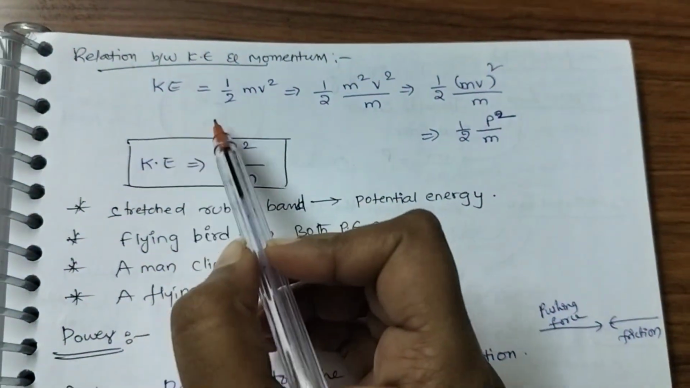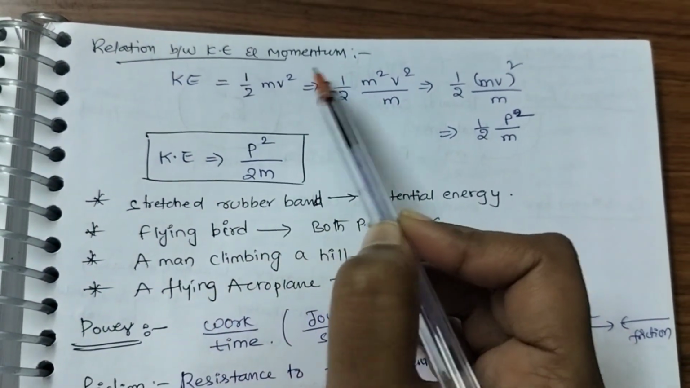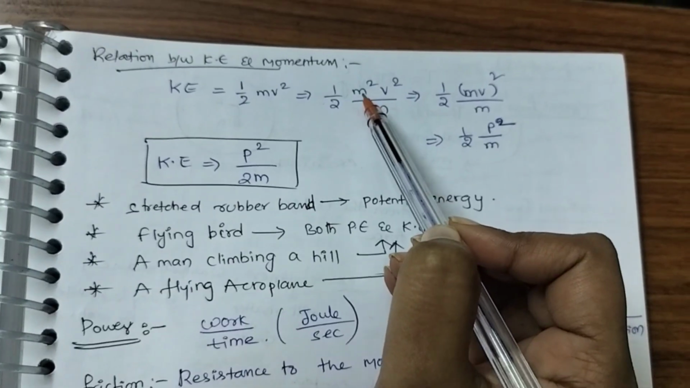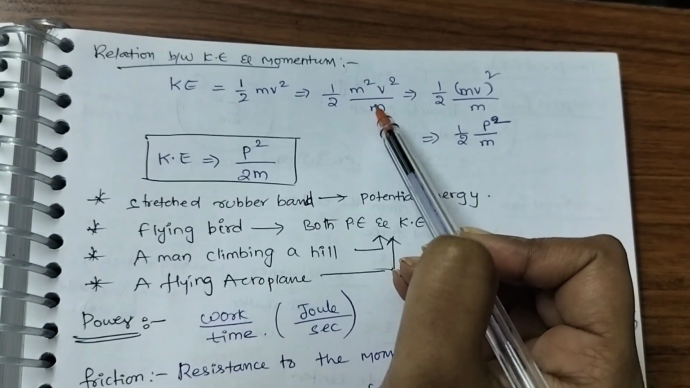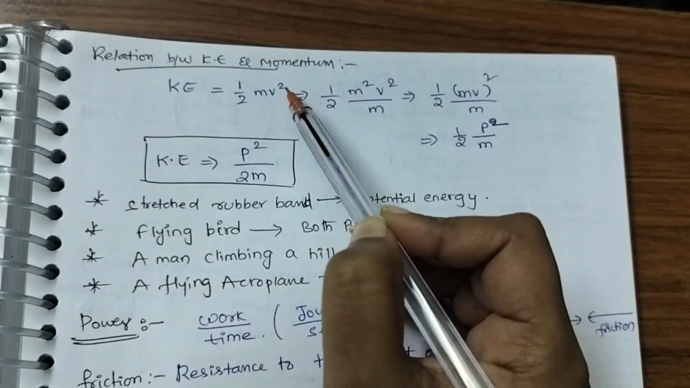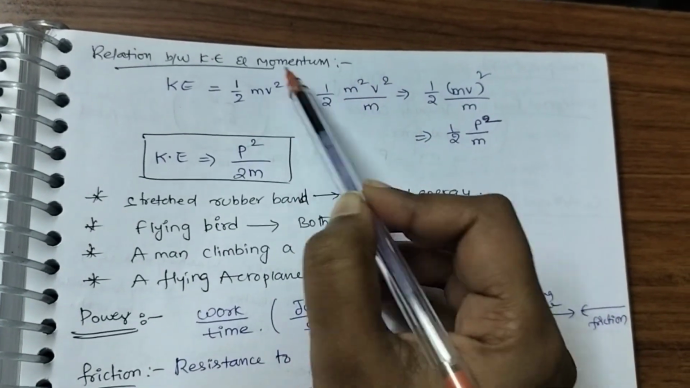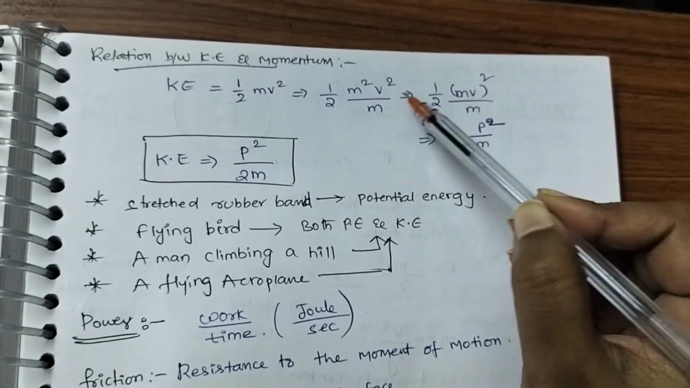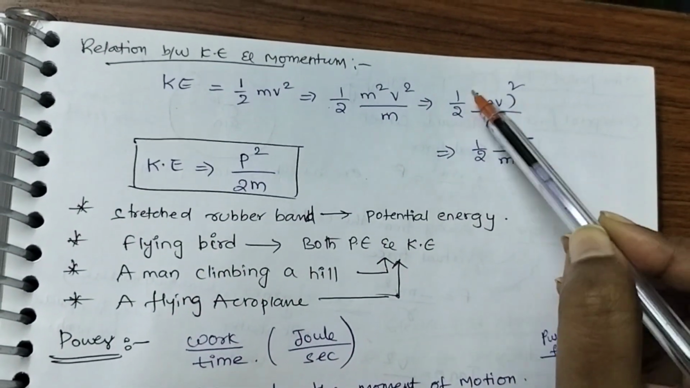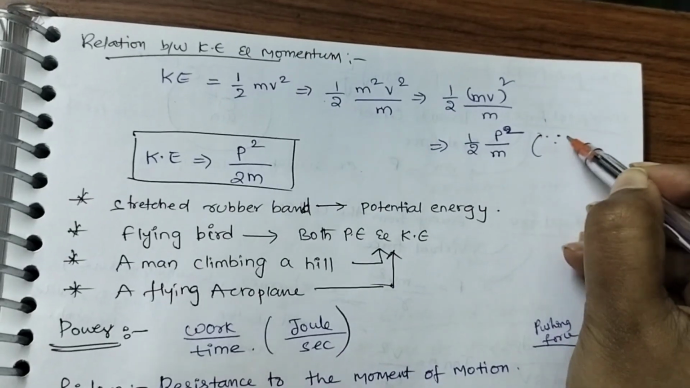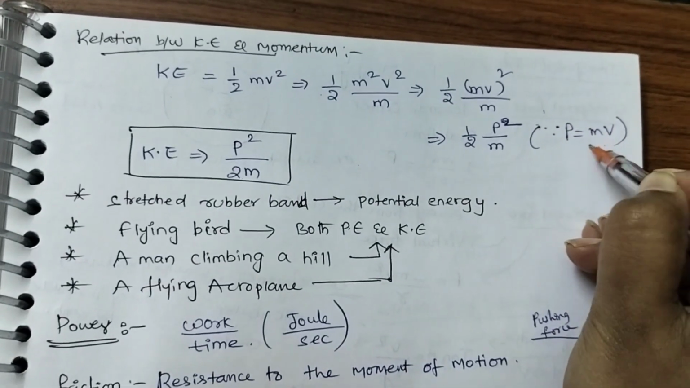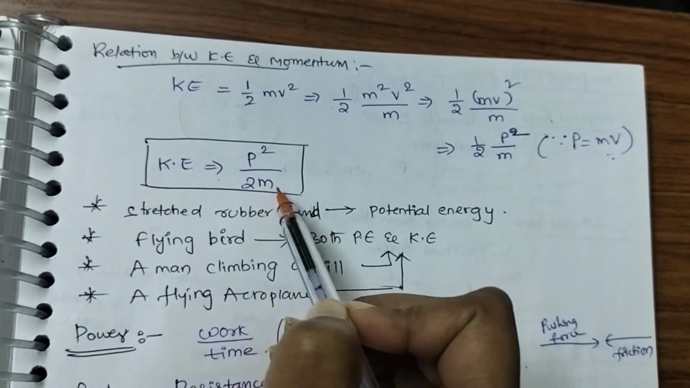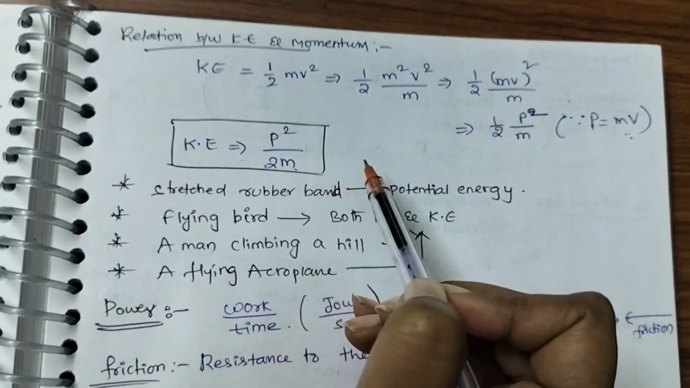Next, what is the relation between kinetic energy and momentum? Kinetic energy equal to half mv square, half into m square v square by m. We are dividing it by m, so that when we cancel m here, we will get the same value, half mv square. By this we can write half into mv whole square by m. mv means P is equal to mv. This is the momentum formula. So by that, kinetic energy is equal to momentum square by 2m, P square by 2m.